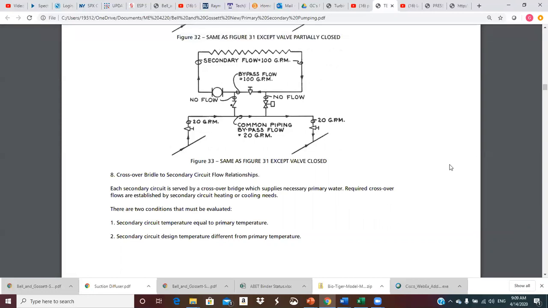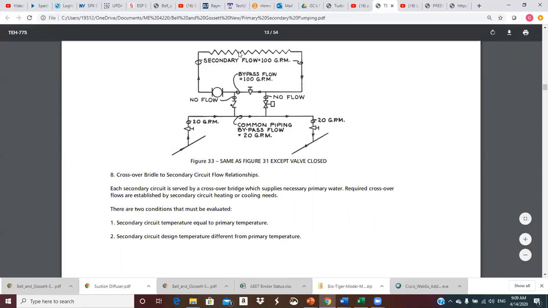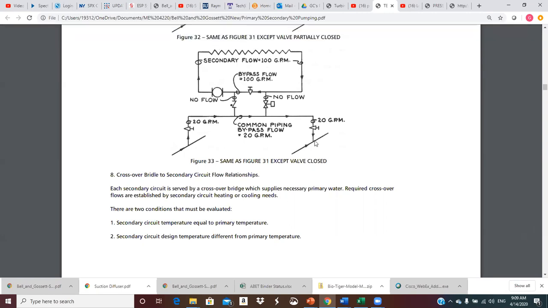Okay, so the required crossover flows are established by secondary circuit heating and cooling needs. It's still the sizing of the coil that's going to determine how much flow rate we need out of the primary in order to satisfy that. So we have two different basic conditions we can design for. One is where the secondary circuit temperature is equal to the primary temperature. If that was the case, then whatever this flow rate is up here, this would need to be the same flow rate, or pretty close.